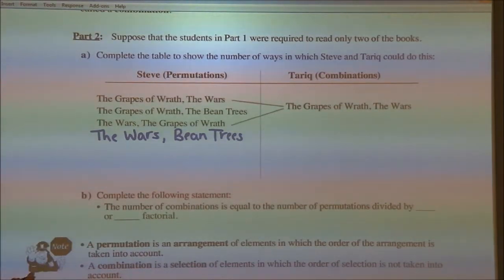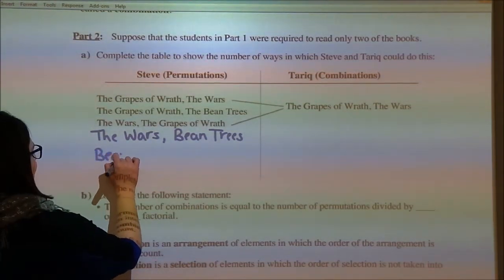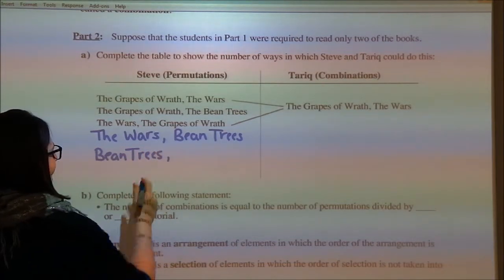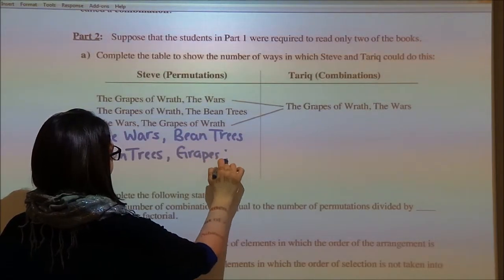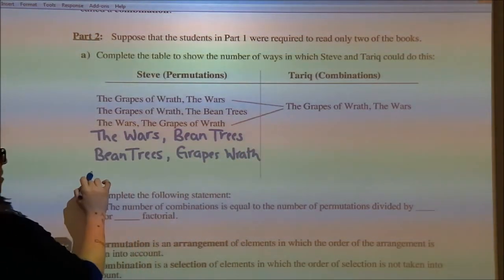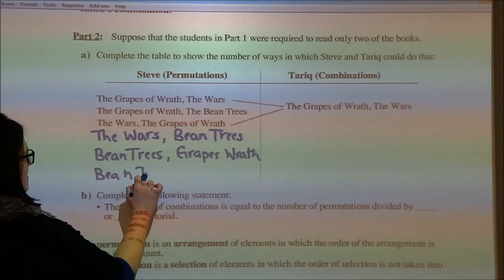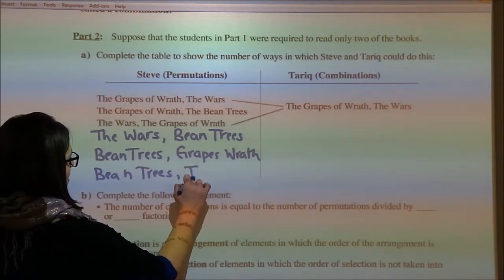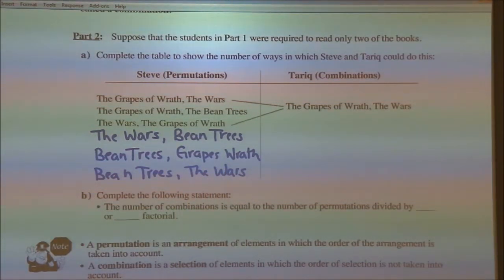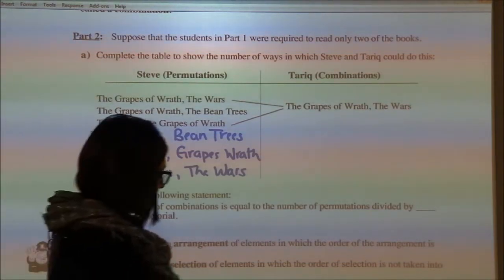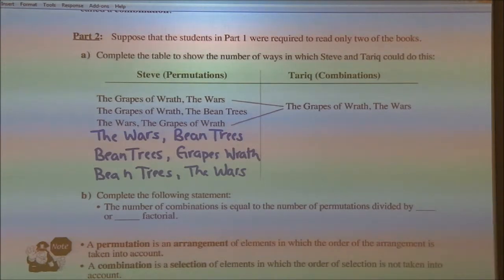Or he could start off with Jessica's favorite book, The Bean Trees. And then follow it up with The Grapes of Wrath. Or The Bean Trees and The Wars. So again, Stephen still has 6 possible ways that he could take those, or 6 orders in which he could read 2 books. Tariq can go to the library and he can take out The Grapes of Wrath and The Wars. Doesn't matter what order he takes them out.